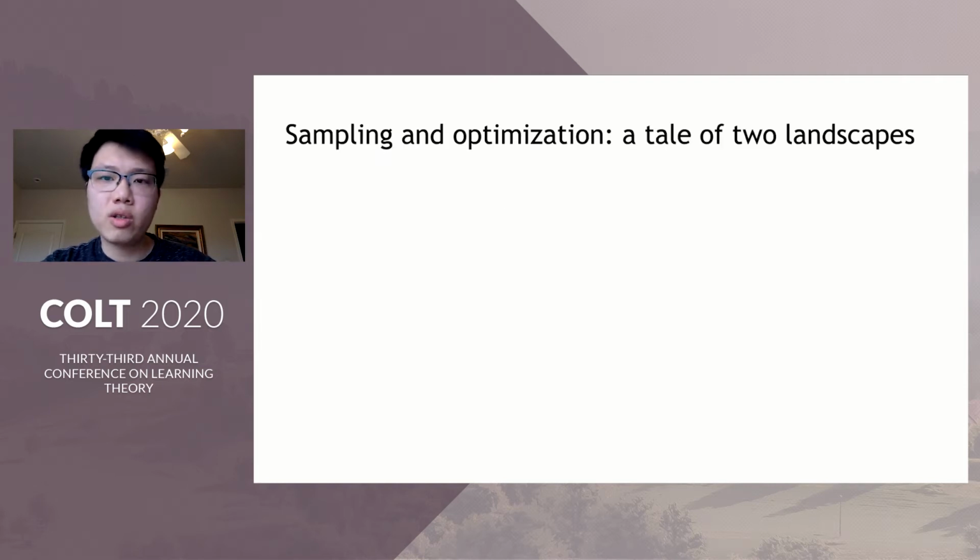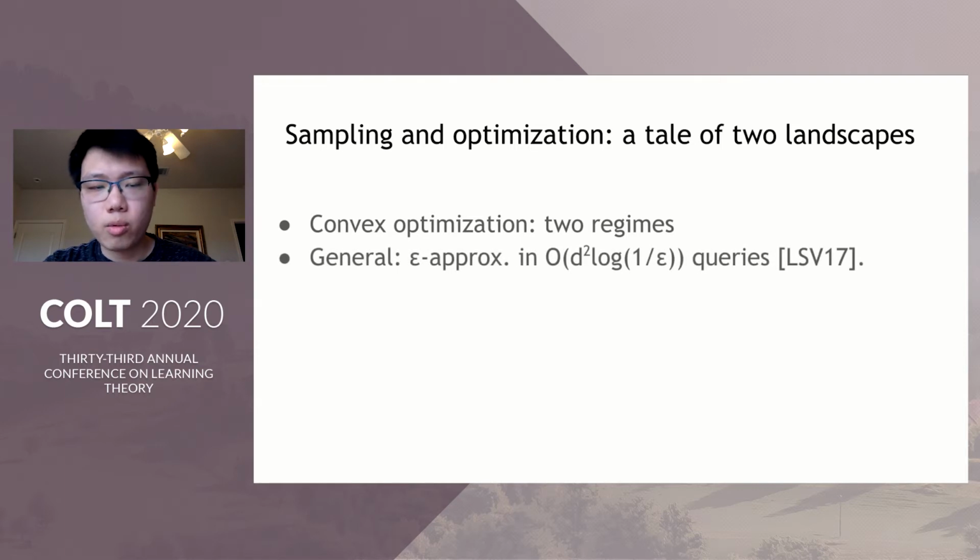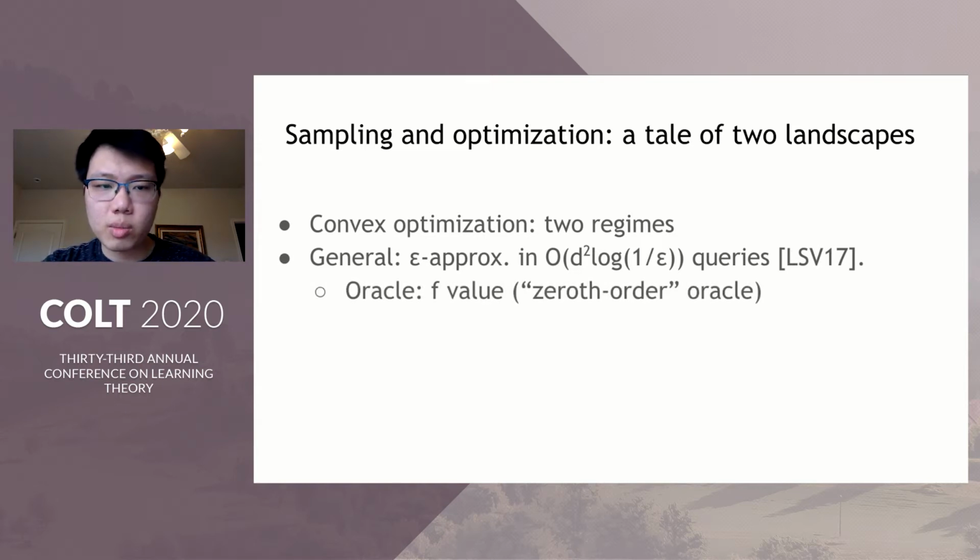So let's survey a little bit the complexity of these problems and what's known. For convex optimization, there are two very popular regimes. The first one is simply the general regime, where f is just assumed to be convex and no other assumptions are made. Here it's known that you can find an epsilon approximate minimizer in roughly d squared log 1 over epsilon function queries. And here the oracle model is, I give you a point x, and the oracle tells me the value of the function at that point. This is known as the 0th order oracle. And this is natural because f may not even have higher derivatives if it's just convex.